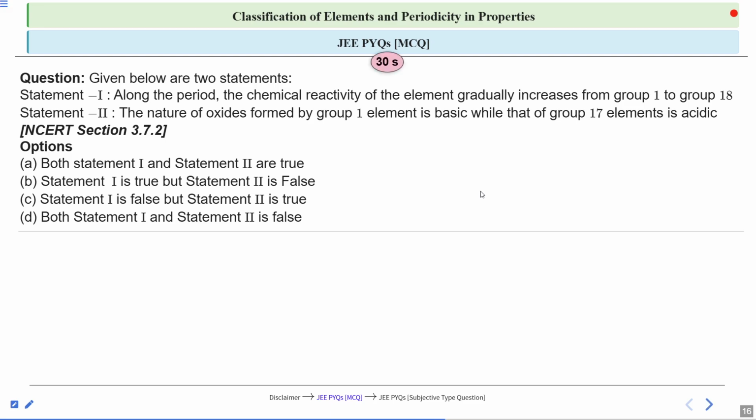So your time to solve this question starts now. We already know about the oxides and we have discussed chemical reactivity in our theory classes. So just try to remember that part and it's very easy to answer. And you will get your marks in the JEE PYQs for that chapter.